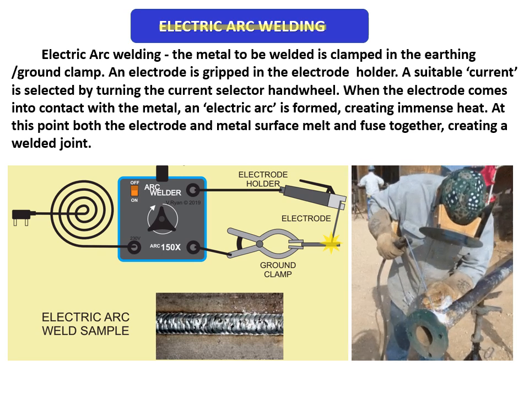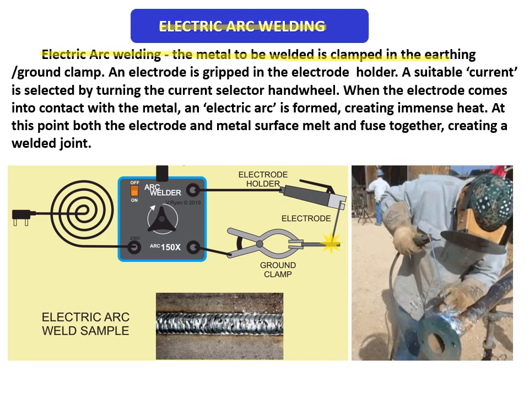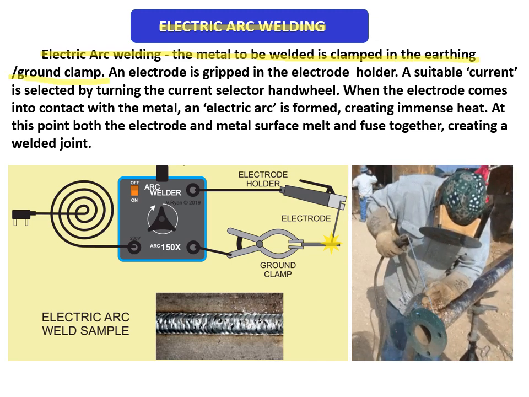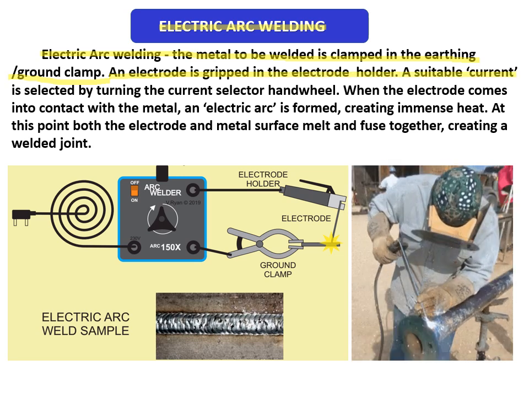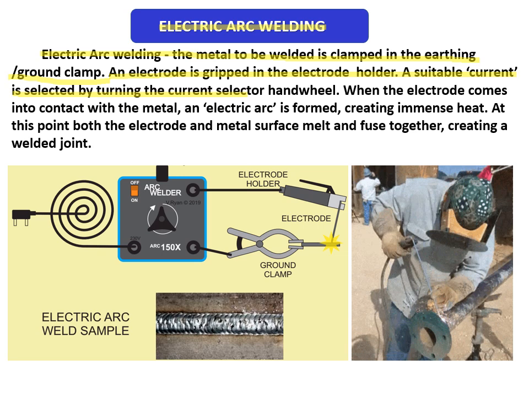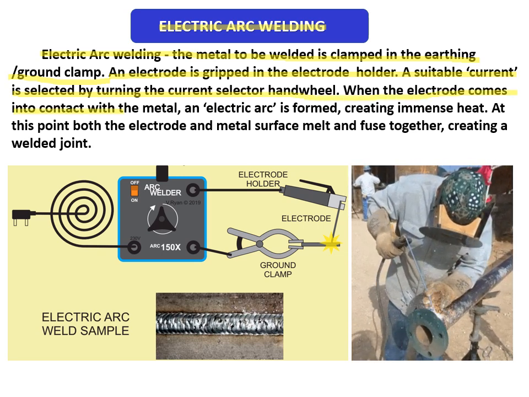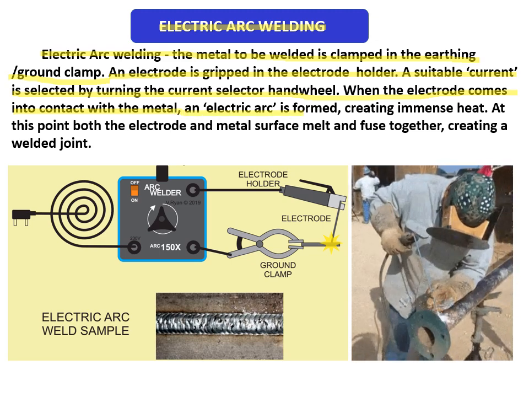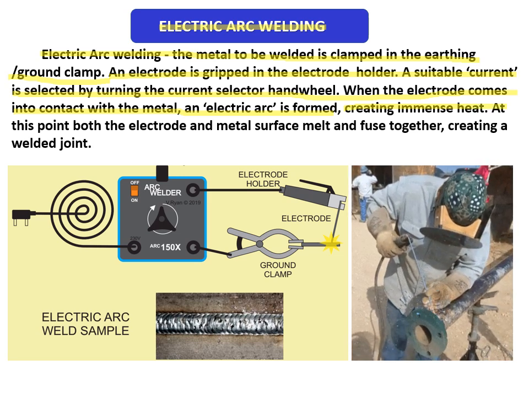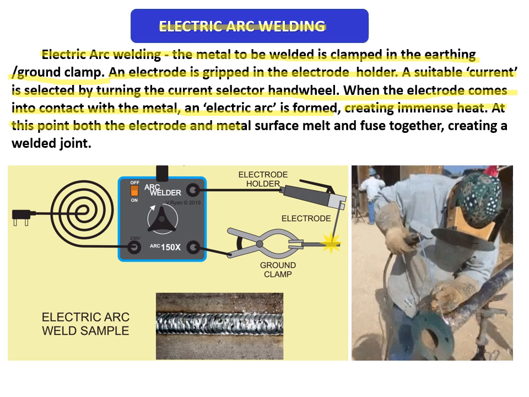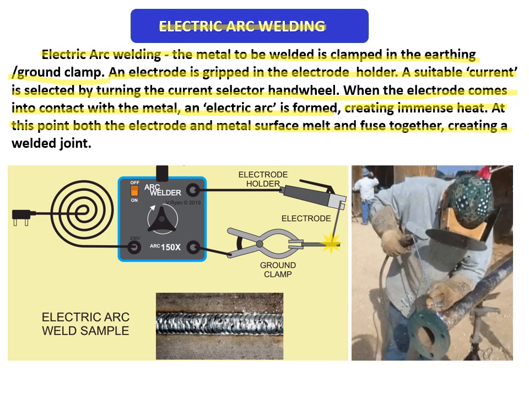Electric arc welding. In electric arc welding, the metal to be welded is clamped in the earthing ground clamp. An electrode is gripped in the electrode holder. A suitable current is selected by turning the current selector hand wheel. When the electrode comes into contact with the metal, an electric arc is formed, creating immense heat. At this point, both the electrode and metal surface melt and fuse together, creating a welded joint.